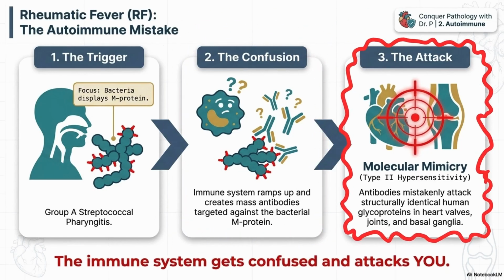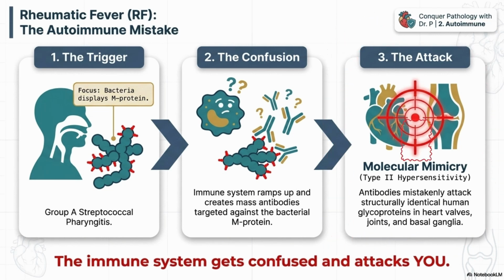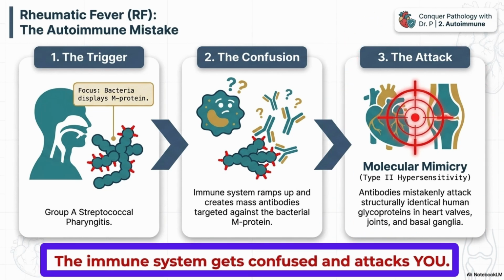This leads to the attack caused by molecular mimicry, which is a type 2 hypersensitivity reaction. The antibodies mistakenly attack structurally identical human glycoproteins in the heart valves, joints, and basal ganglia. Ultimately, the immune system gets confused and attacks you.